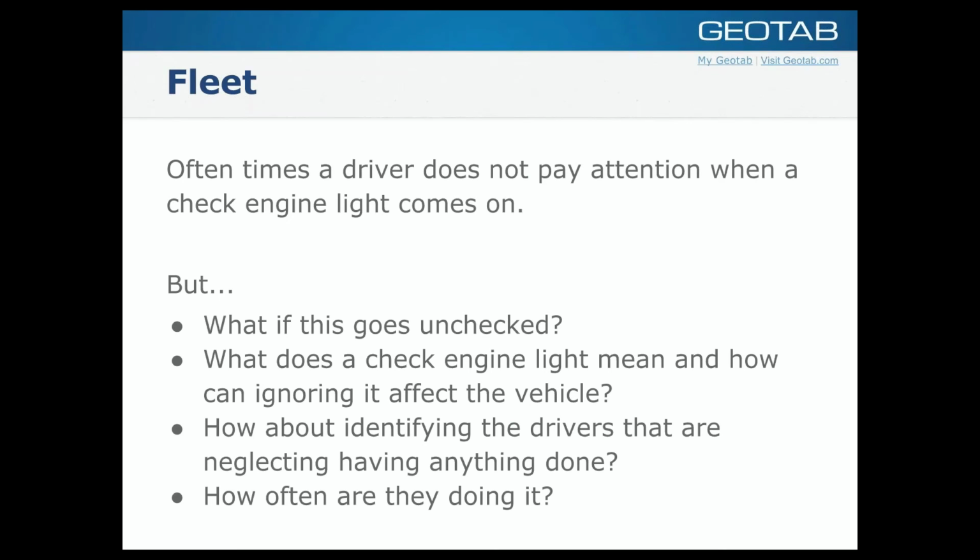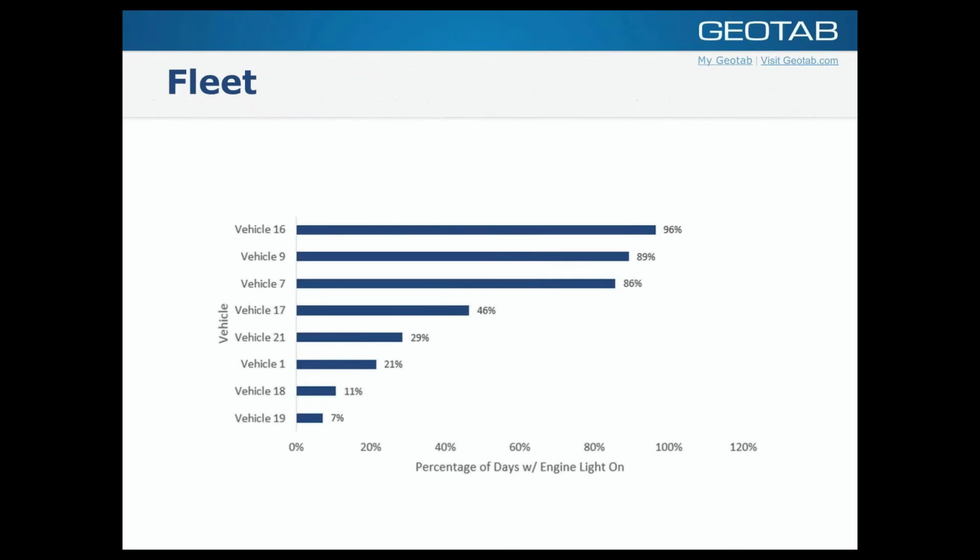How about identifying the drivers that are neglecting having anything done? How often are they neglecting that? We can actually measure that data, and this is one example of how we've been able to do that. Now this is simply looking at certain diagnostic codes, which is basically just the general vehicle warning light or the low priority warning light. And what we're really doing here is running it for last month. You could run it for last week as well if you want.